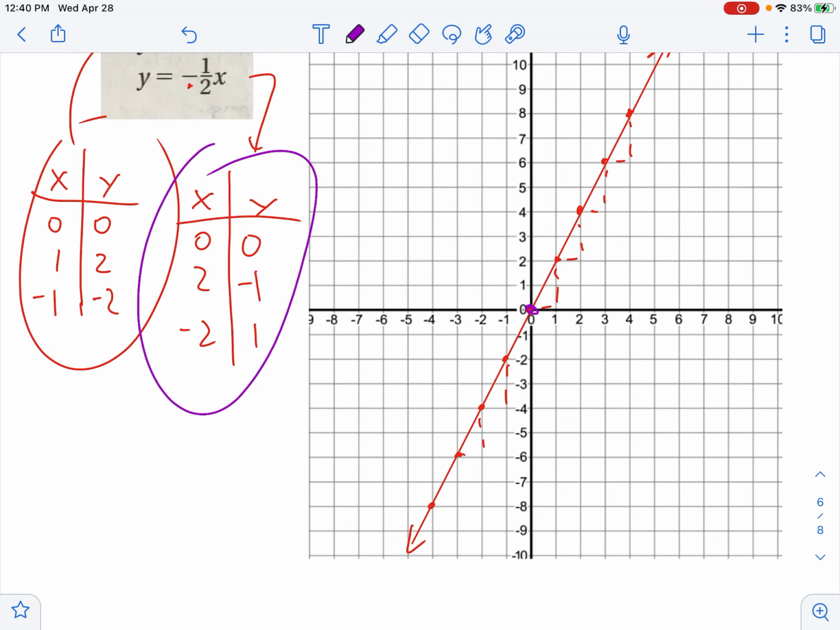This one goes to the origin as well, 0, 0, and it goes through 2, negative 1, and negative 2, 1. So I can see my pattern here. It's like over 2, up 1, over 2, up 1, down 1, over 2, down 1, over 2. There's my pattern. And whoa, that's a tough line, but it fixes itself. So great. There we go.